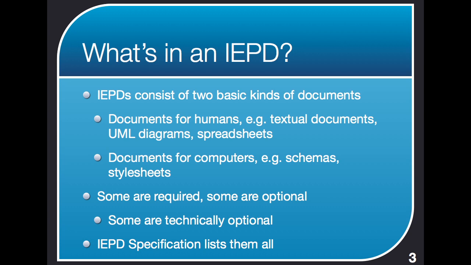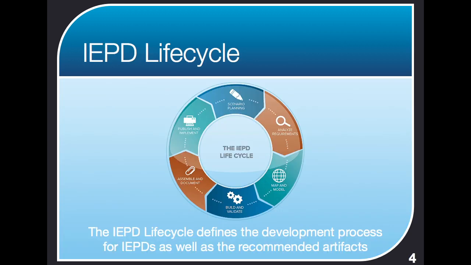If you can think of some piece of documentation that ought to go in an IEPD that helps describe an exchange you're working on more fully than what's listed in the IEPD specification, by all means include it in the IEPD. There isn't anything that says, nope, you can't put this in an IEPD. If it helps people understand what the exchange is about and helps people implement the exchange, then it belongs in an IEPD. There's a life cycle involved in creating an IEPD, and this diagram shows it.